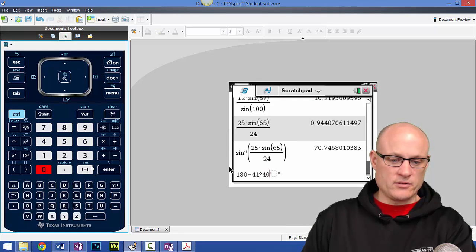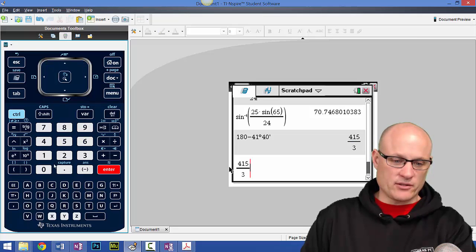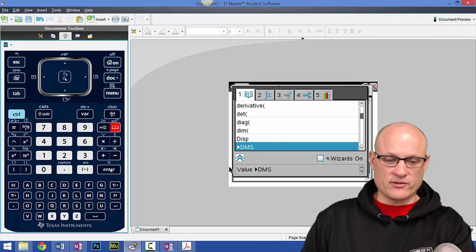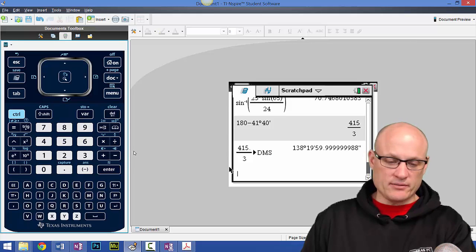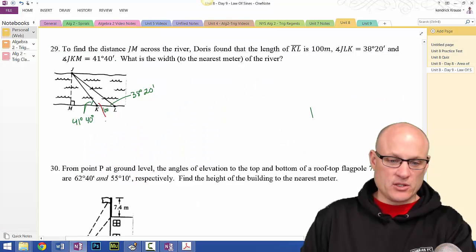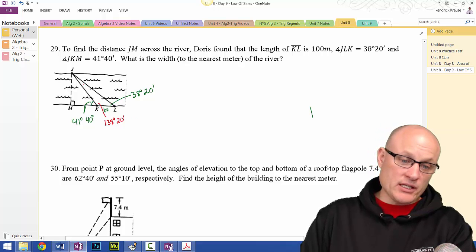And I get, oh, you stupid thing. I forgot about this calculator. You've got to put a decimal in, and then it's just going to give you some decimal. I'm going to have to DMS this anyway. So let's DMS it. 138 degrees 20 minutes. But that's not going to help. I really need this angle.